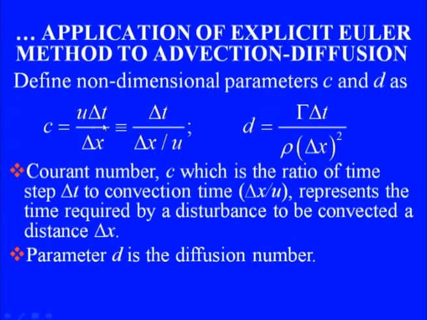Now let us have a look at this parameter c. The c is called the Courant number because it was introduced by Courant first, and it is the ratio of what? It is the ratio of the time step delta t to delta x by u. What is delta x by u? This delta x by u tells us the time it will take for a disturbance to traverse a distance delta x. So that is why we call it the convection time. So the Courant number becomes the ratio of the time step to the convection time.